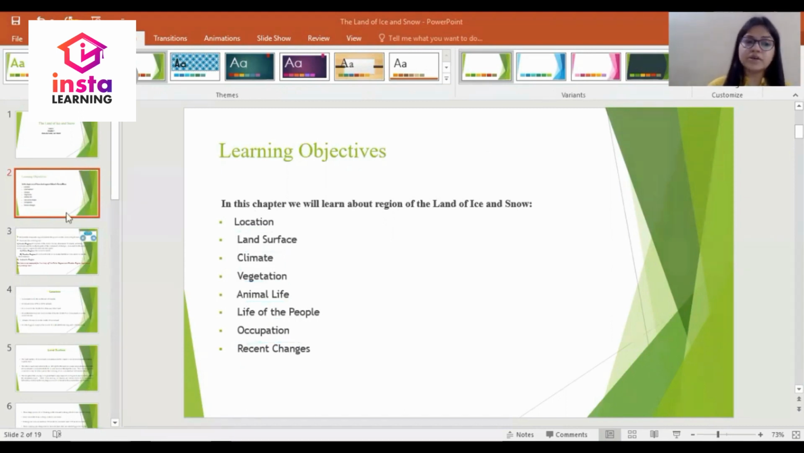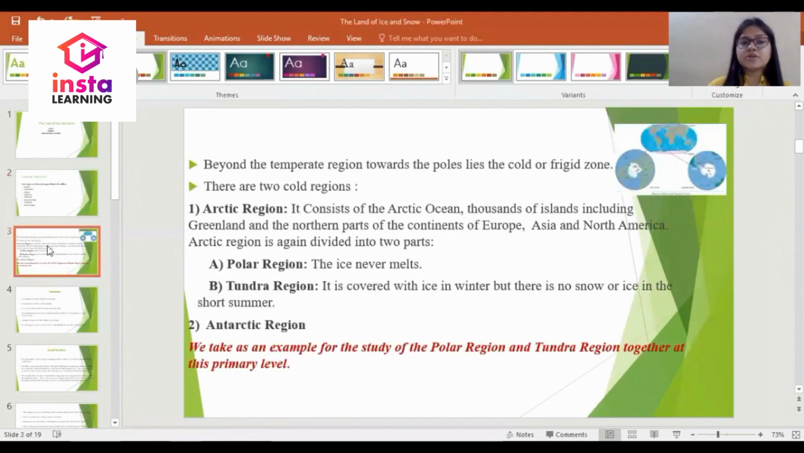Let's understand the chapter. Very first, as I am highlighting it, beyond the temperate region, towards the pole lies the cold or frost zone. There are two cold regions. Number one, Arctic region. Number two, Antarctic region. So there are two types of cold region. Very first we will understand about the Arctic region.